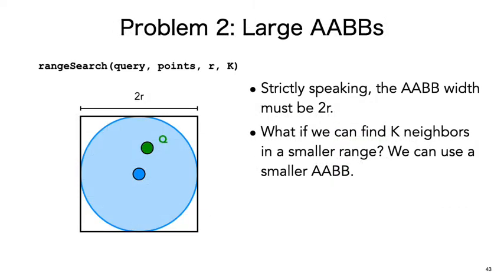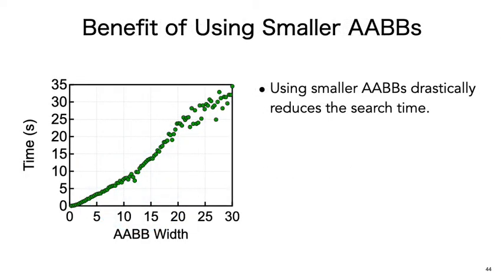The second problem has to do with large AABB sizes. Strictly speaking, the AABB width must be 2R. Now, what if we can find k neighbors in a smaller range? Well, we could, in theory, use a smaller AABB. Why do we need to use a smaller AABB, or what's the benefit of using that? Well, using smaller AABBs would drastically reduce the search time.